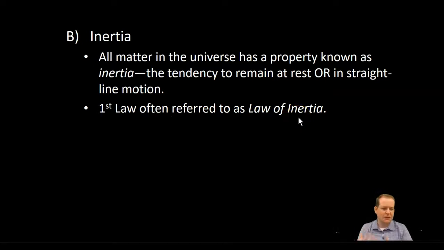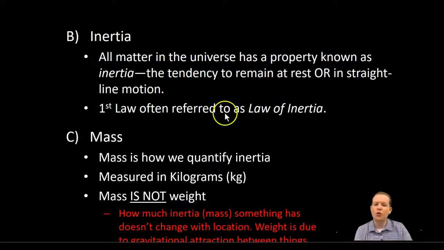So inertia is this property that objects have in our universe that want to continue to either remain at rest or continue moving in a straight line. This also relates to something called mass. Mass is actually how we quantify inertia.